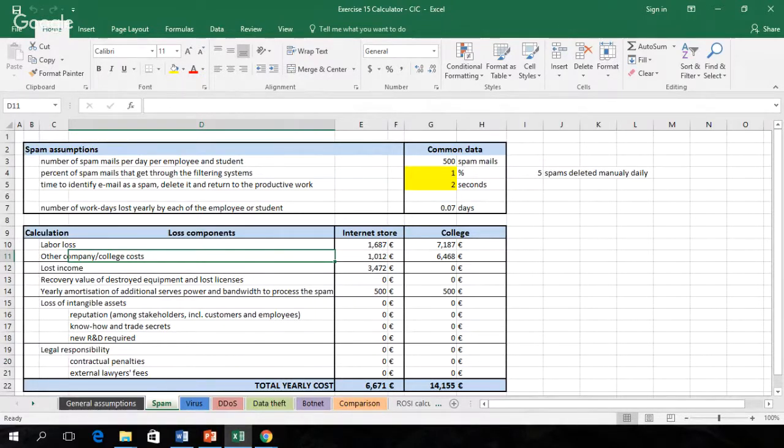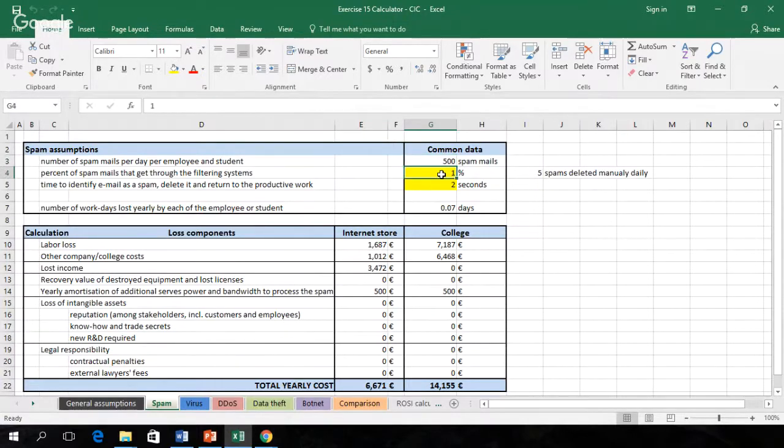Still, others have created and configured their individual trash bin, which they review and clean once in a while. The loss is greater in the case of the college, since all students are also affected by the spam. If the number of spam mails received by an employee or student per day is 500, the percent of spam mails that get through the filter system is 1%, which is represented in cell G4.